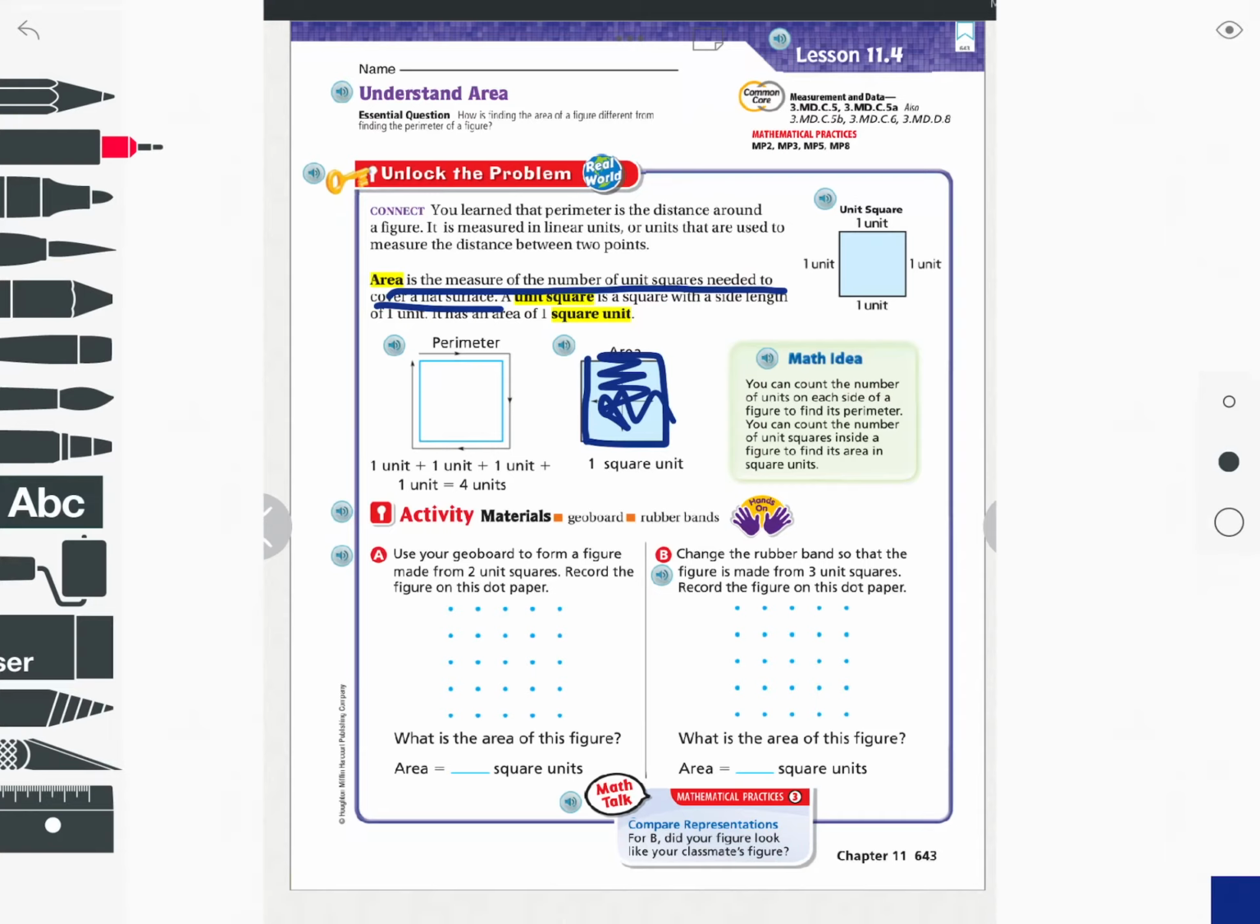And then a unit square is a square with a side length of 1 unit. It has an area of 1 square unit. So when I'm measuring in squares. Remember, when I measure perimeter, I'm measuring the outside of a shape.